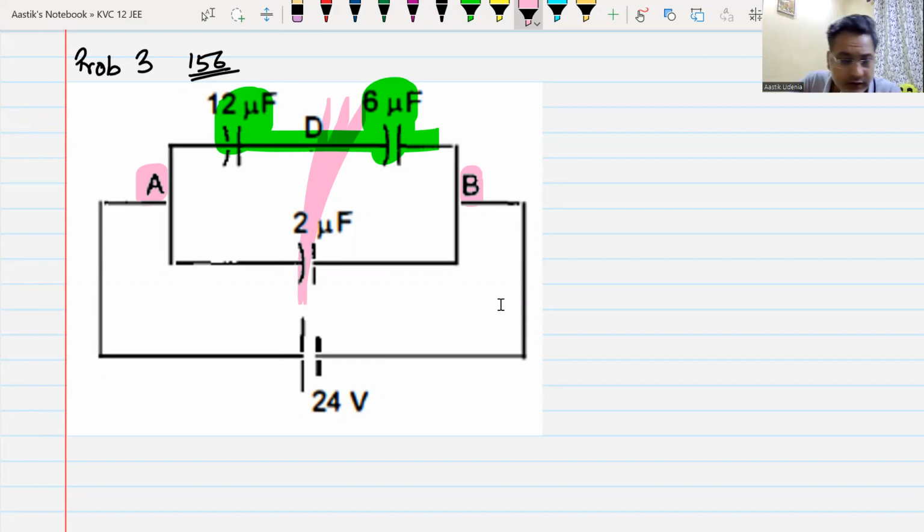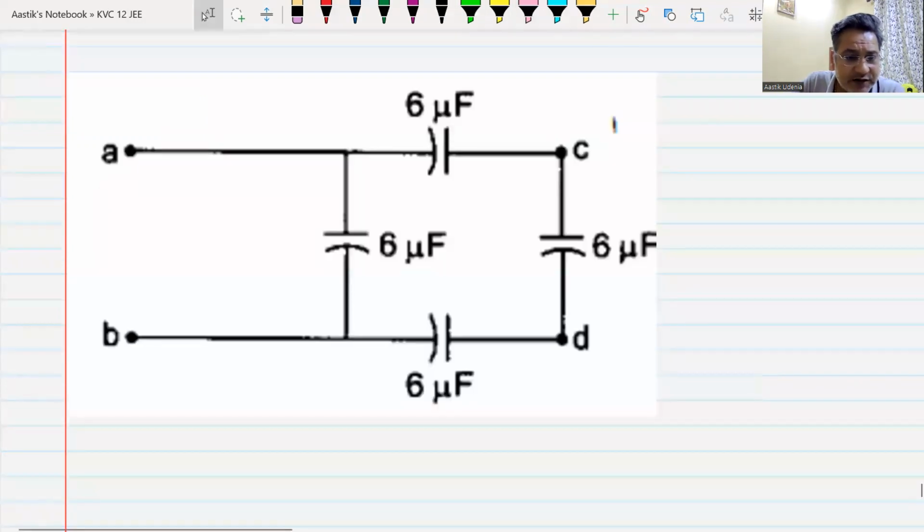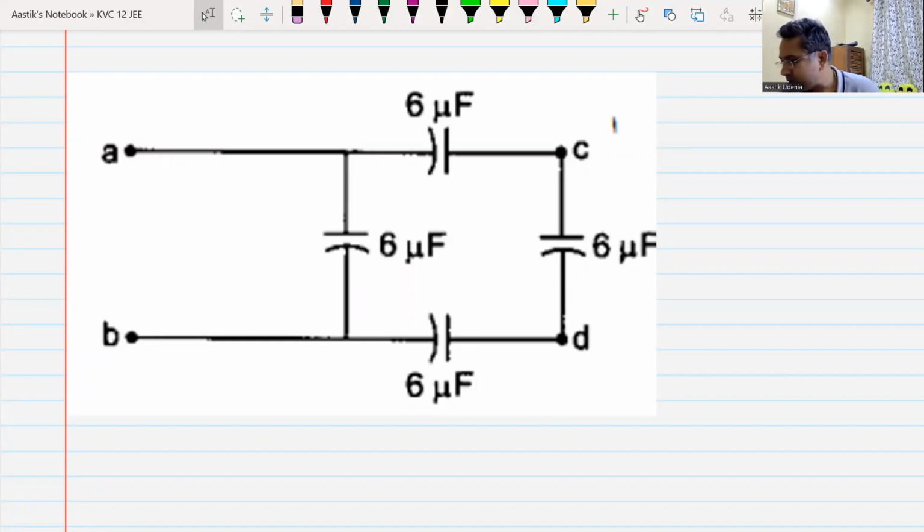You have to find the effective capacitance between A and B. 6? How did you get 6? Sir, you have to find the capacitance between point A and point B. So what I normally do, I give it a tail.